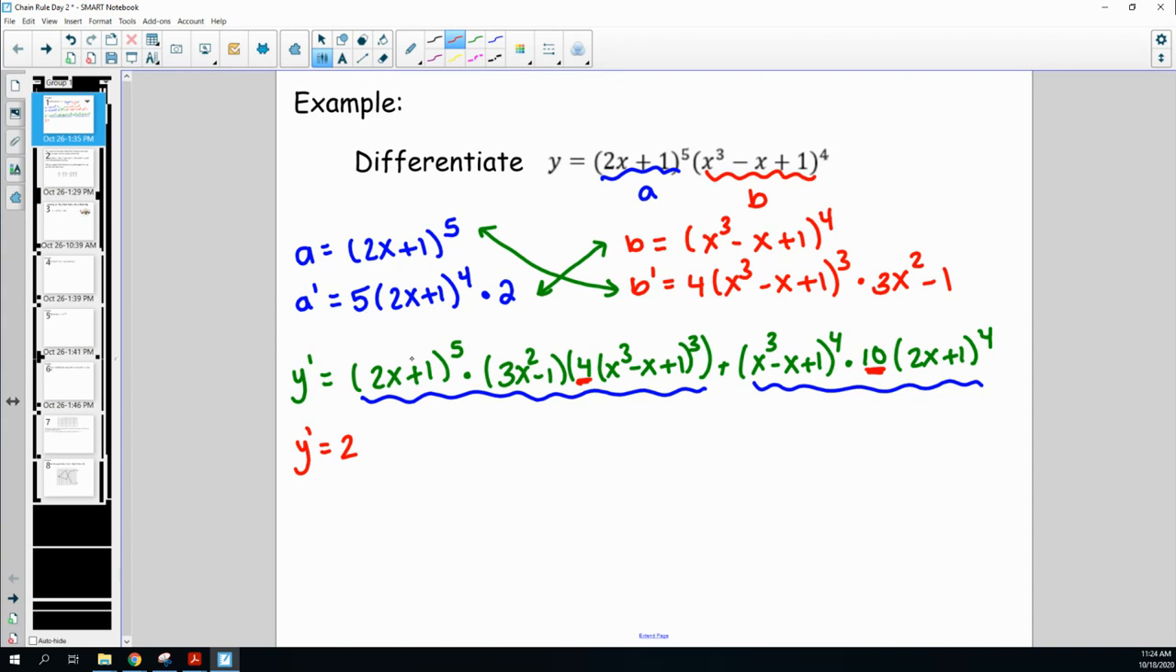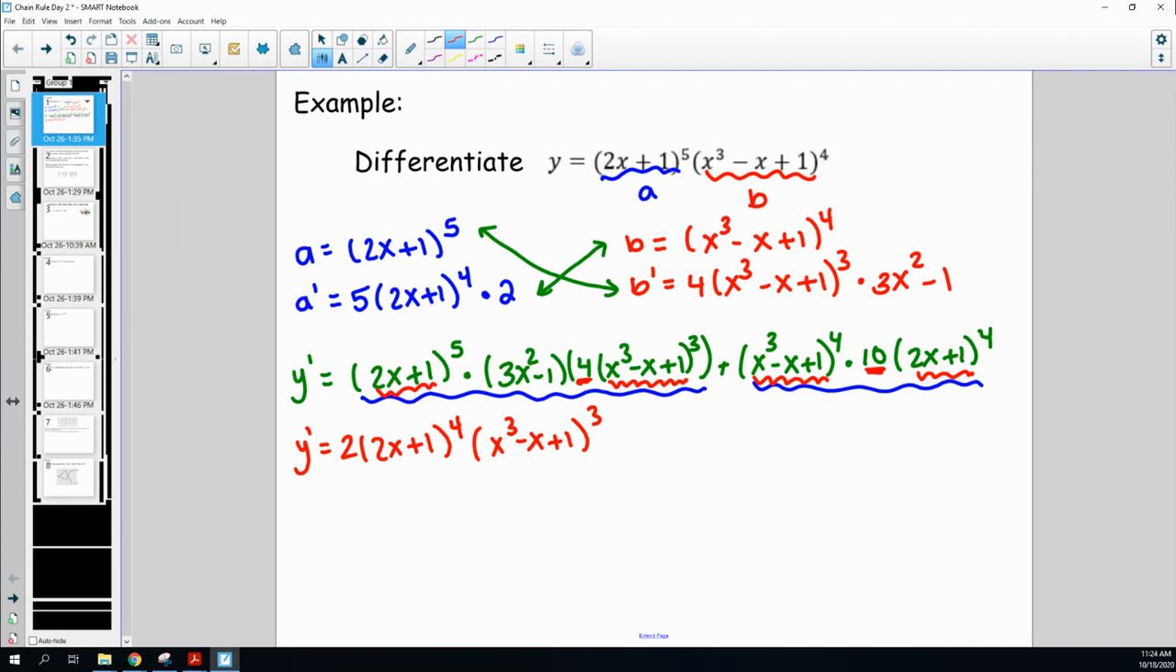I'm also going to look for common factors. So I have this (2x + 1)^5, and I have (2x + 1)^4. So the greatest they would have in common would be (2x + 1)^4. And then I see this x^3 - x + 1 they both have. Here it's to the third, here it's to the fourth. So the most they would have in common is (x^3 - x + 1)^3. So that's my GCF. So I'm going to pull that outside.